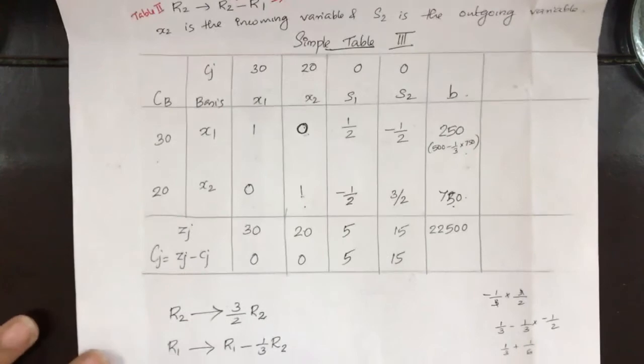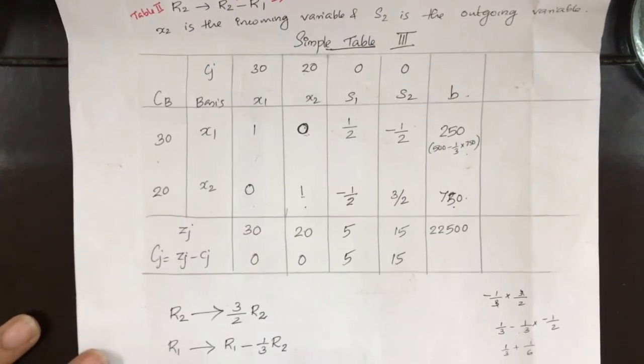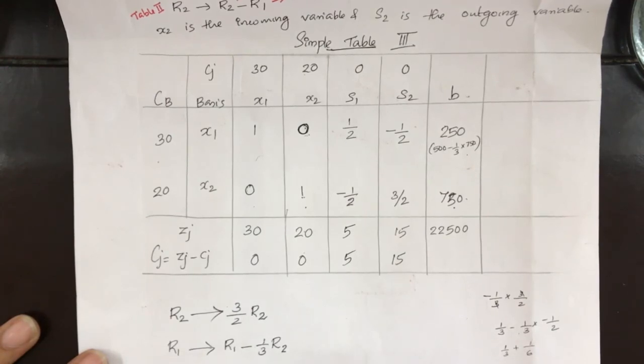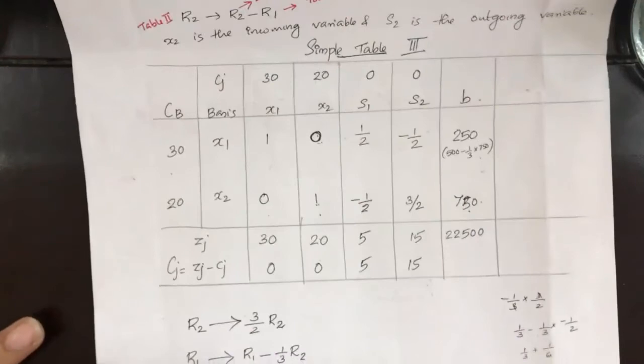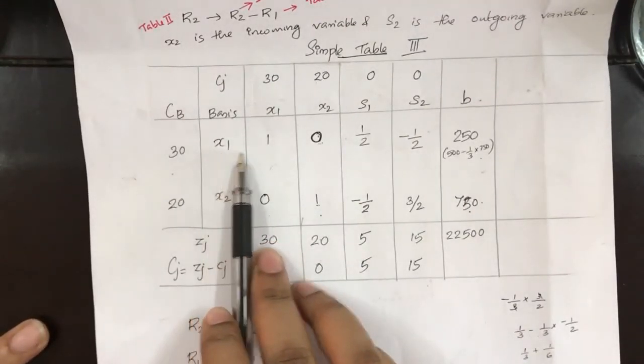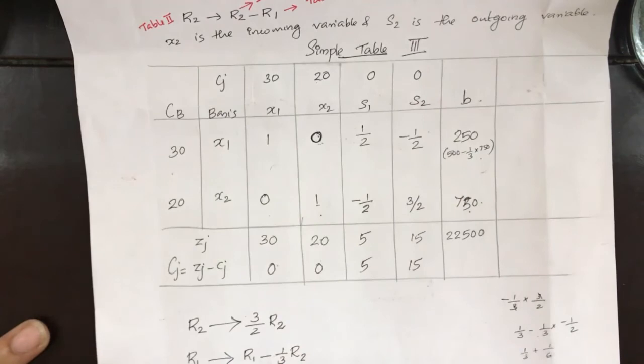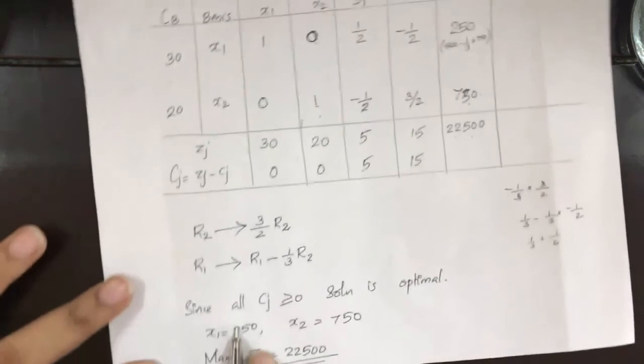Since all values are greater than or equal to 0, the solution is optimal. And the optimal solution is x1 equal to, what is the value in the B column? 250. x1 equal to 250. x2 equal to 750. And maximum Z is equal to this value, 22,500.